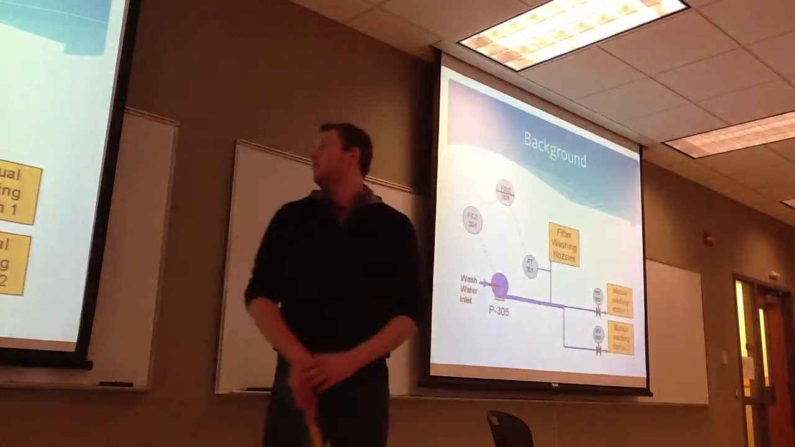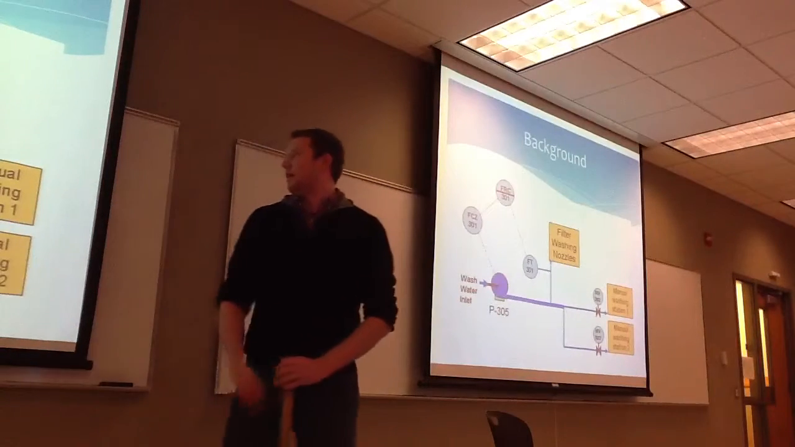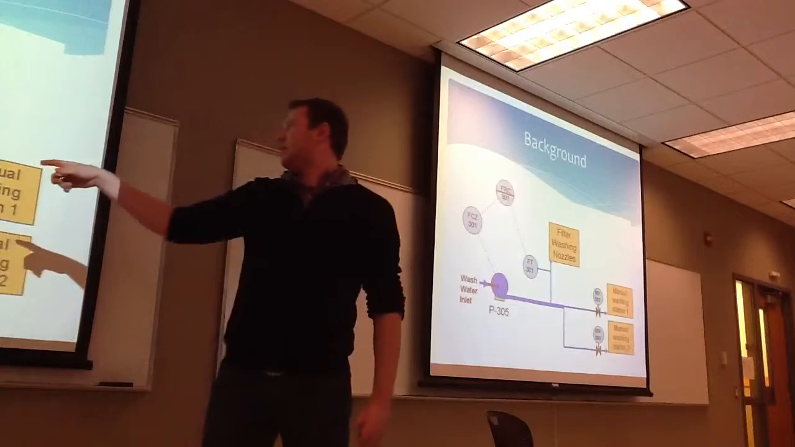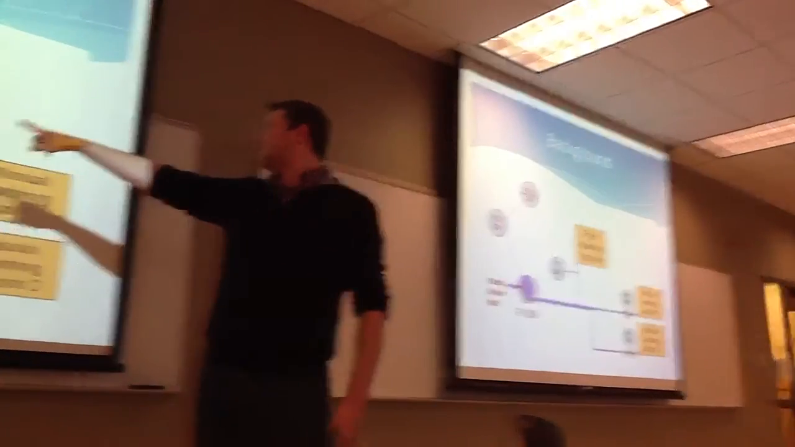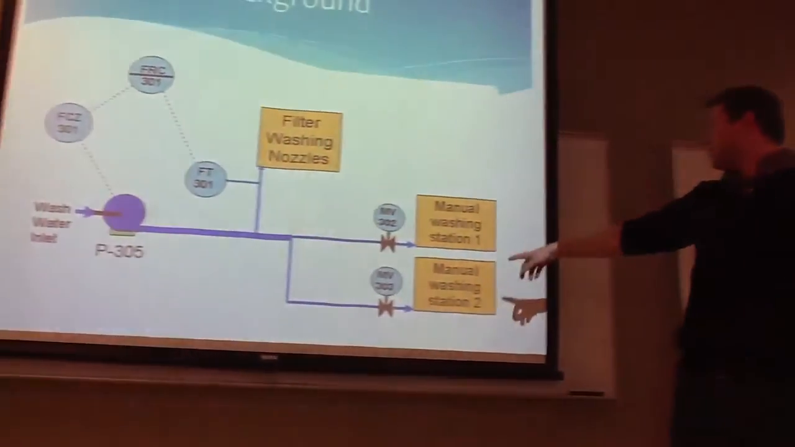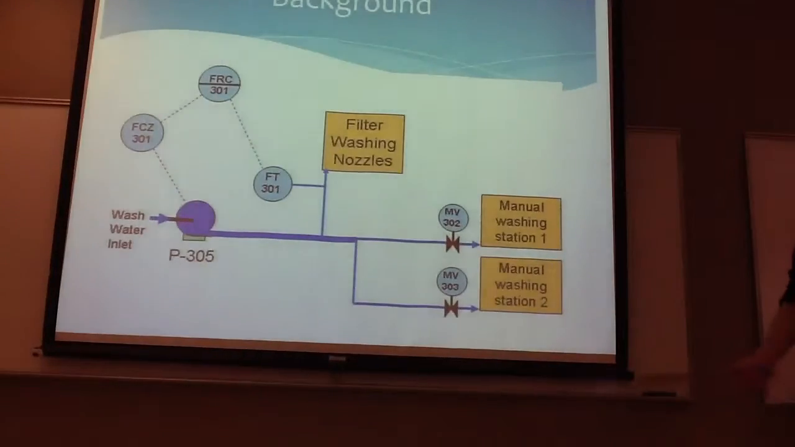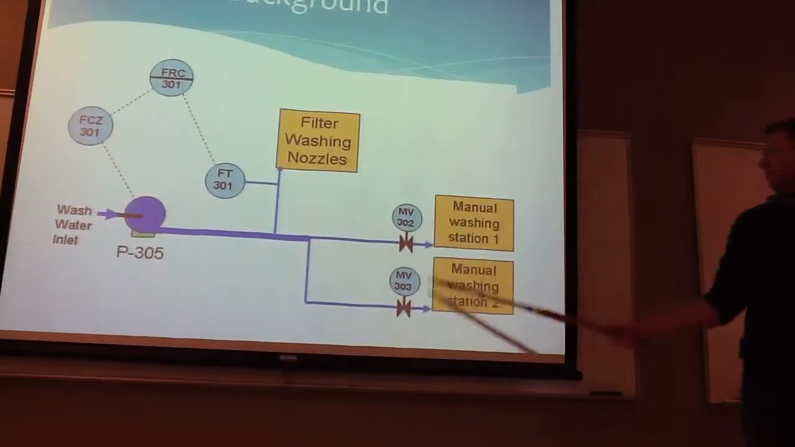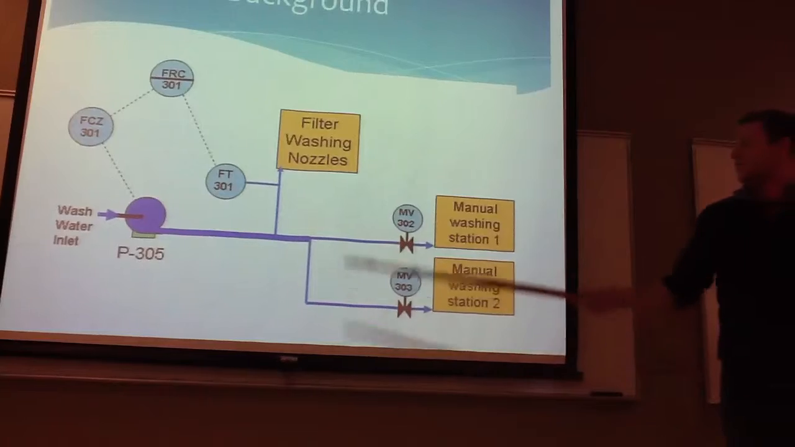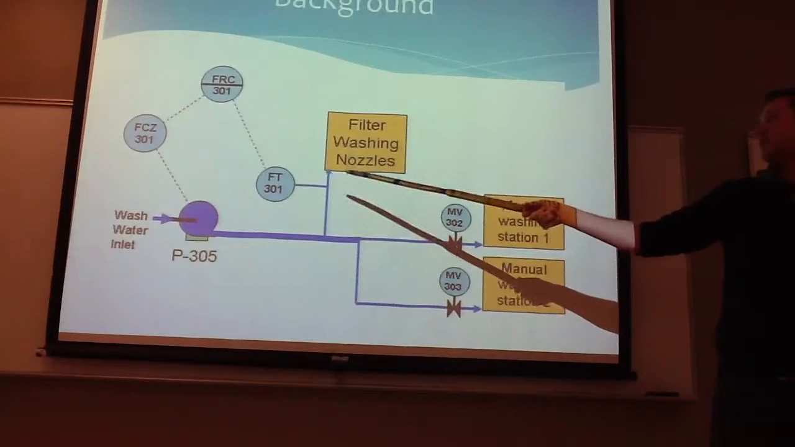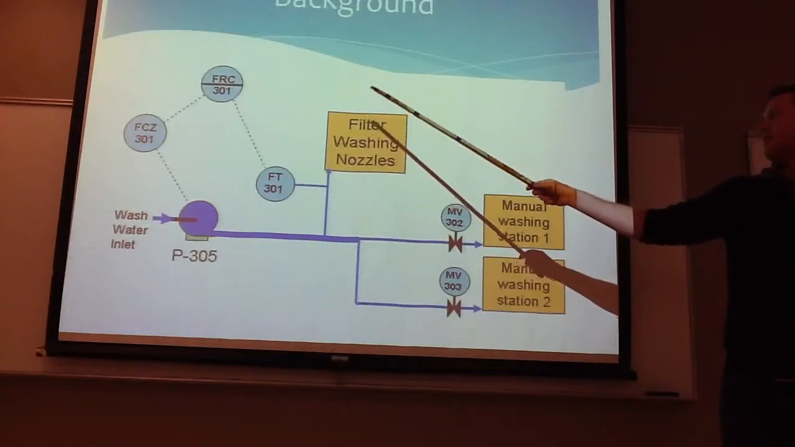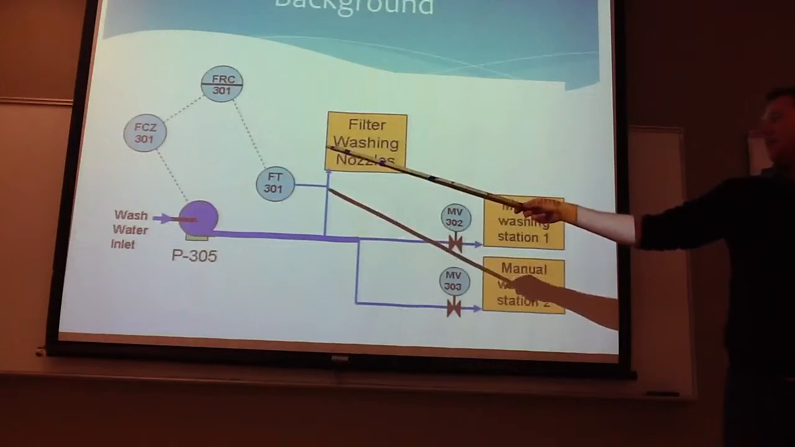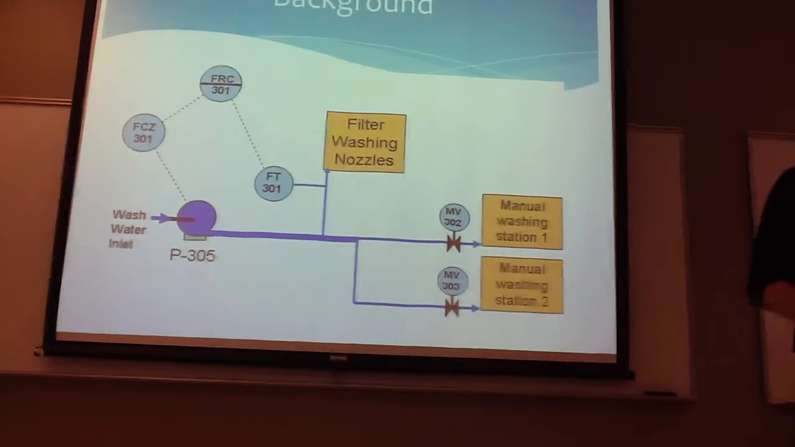This is a diagram of our system. You have your filter pump, and then it goes to the filter washing nozzles. You have 2 valves over here on the side. For our experiment, both of these valves are open. You have your flow transmitter, then you have your flow controller, and then you have your actuator that actuates the pump.